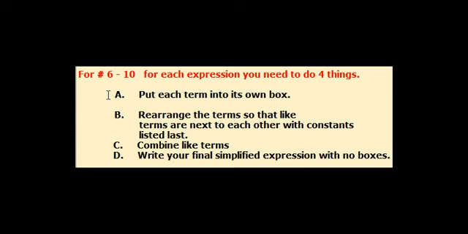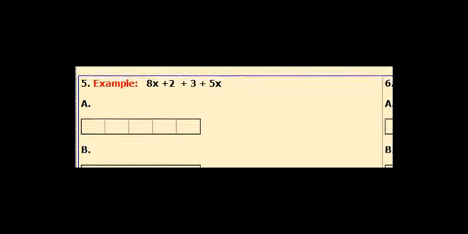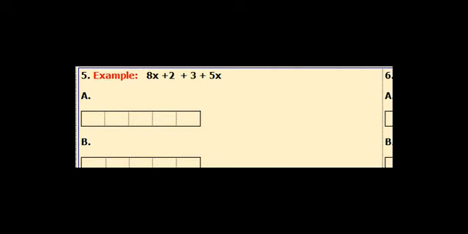For part A, the first thing you need to do is to put each term into its own box, just like we did in 5A. For part B, you're going to rearrange the terms so that like terms are next to each other with constants listed last. Part C, you're going to combine your like terms, and we already said that that means to add. And D, you're going to write your final simplified expression with no boxes. So here is our example.